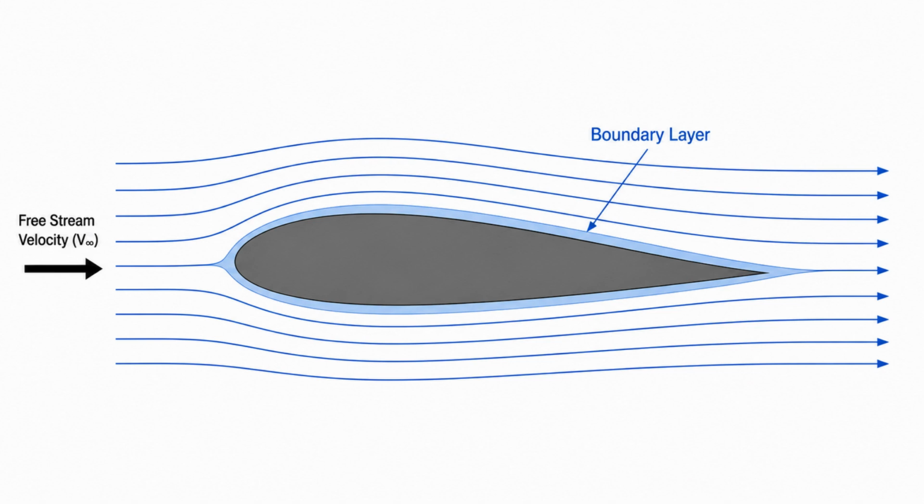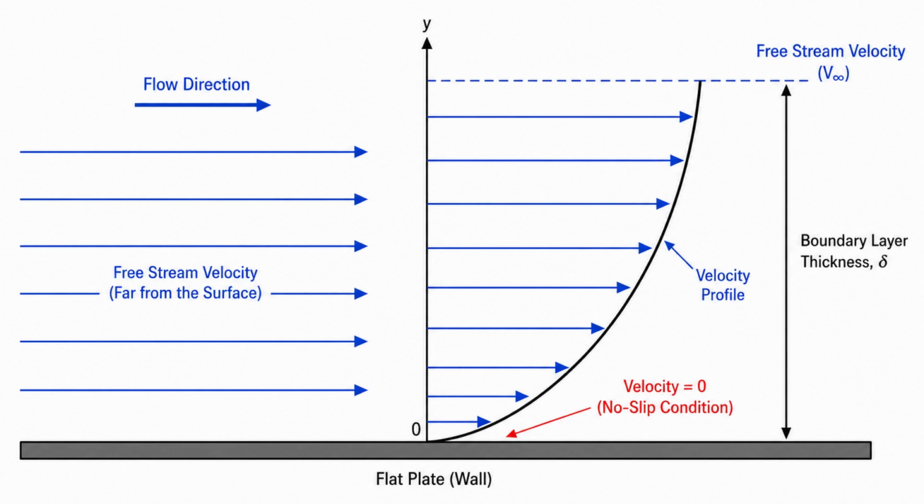But when we zoom in much closer, something interesting happens. Right next to the surface of the wing is an extremely thin layer of air where the velocity changes dramatically. This thin region is called the boundary layer. More specifically, the boundary layer is the region of fluid near a surface where the velocity changes from zero at the wall to the free stream velocity away from the surface. Even though this layer is very thin, it has a significant influence on drag, lift, flow separation, stall, and even heat transfer. So why does this boundary layer exist?